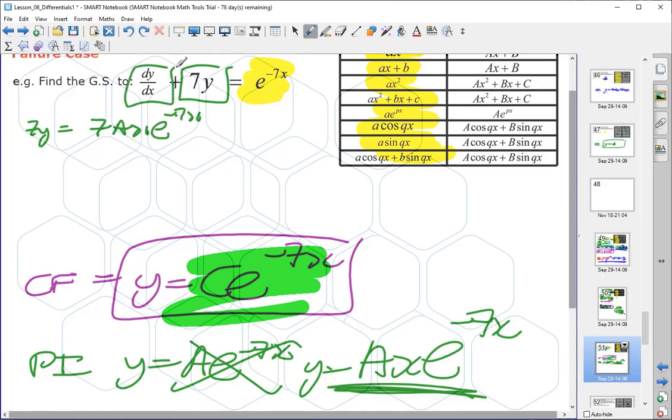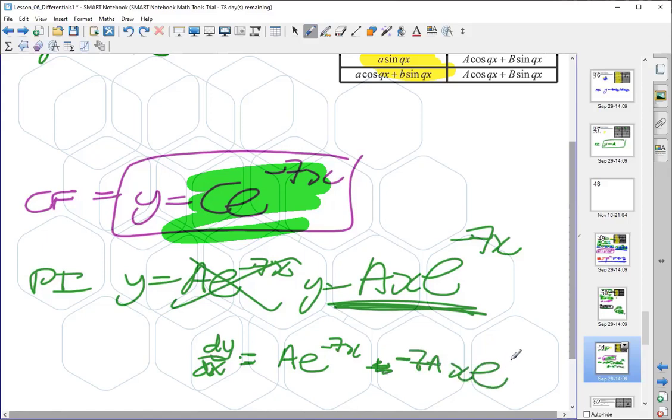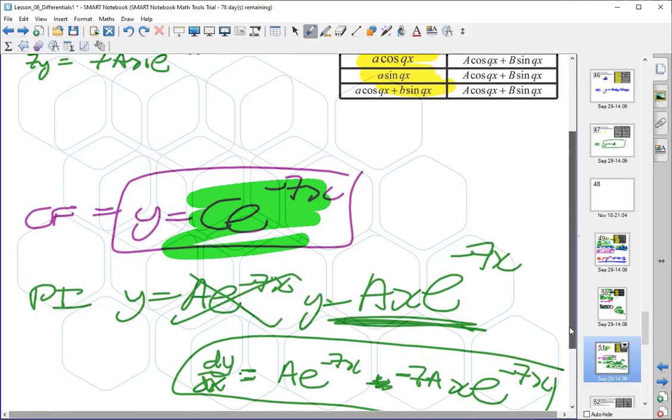Okay, but now I've got to differentiate it. Oh dear, that's not as easy as it used to be. Okay, so differentiate the first one, multiply it by the second one, so that gives me e to the minus 7x, plus differentiate the second one, multiply it by the first one, that gives me minus 7ax e to the minus 7x. Had to use the product rule for that.